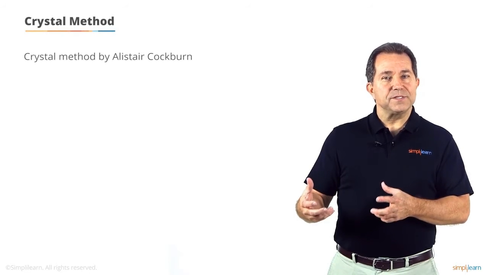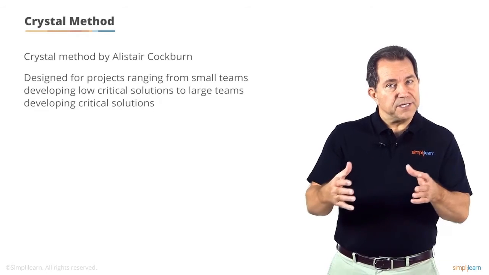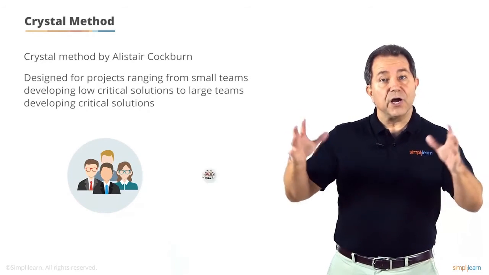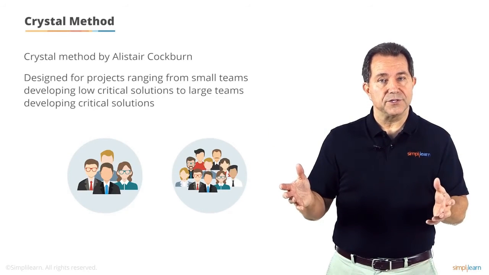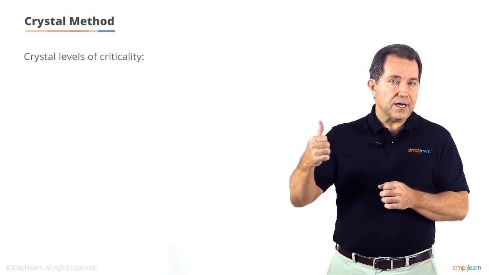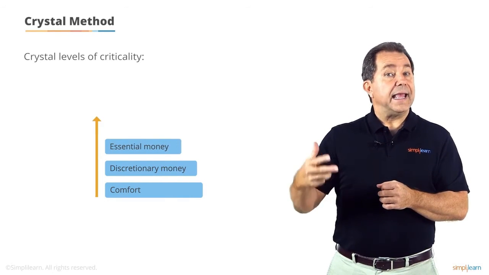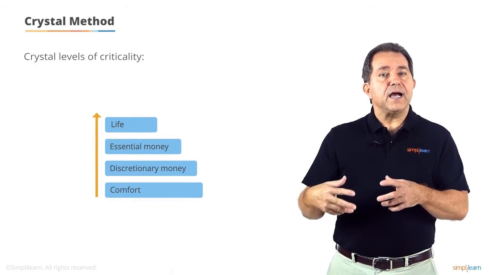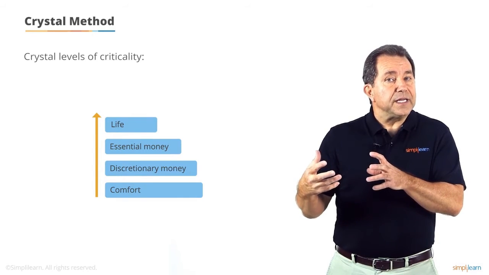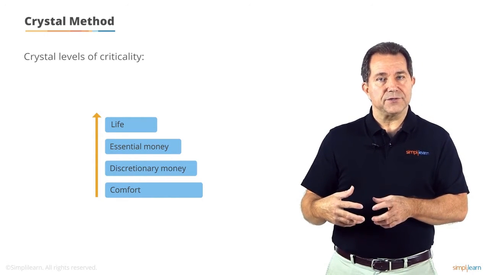The Crystal method was developed by Alistair Cockburn and was designed for projects ranging from small teams developing low critical solutions to large teams developing critical solutions. The 4 levels of criticality in Crystal are comfort, discretionary money, essential money, and life. Depending on the criticality level of the project, there may be an additional need for verifications, validations, and traceability measures.